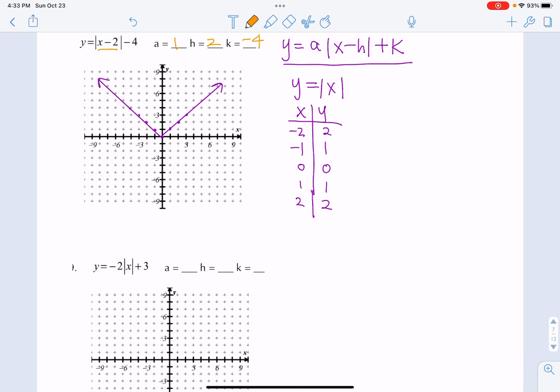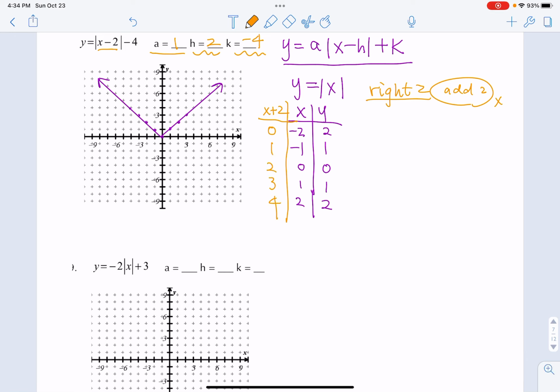A represents the vertical stretch or shrink. It didn't stretch or shrink at all. And h means move to the right or left. It moves right 2, and k means move up or down, so it moves down 4. If it moves right 2, h is 2, and moving right 2 means the x value changes to the right. So you have to add 2 to x. So I will rewrite this value as x + 2. So -2 plus 2 will be 0, -1 plus 2 will be 1, 2, 3, 4.